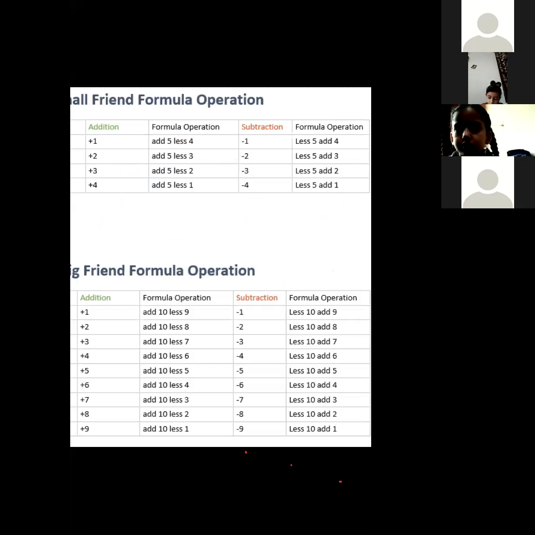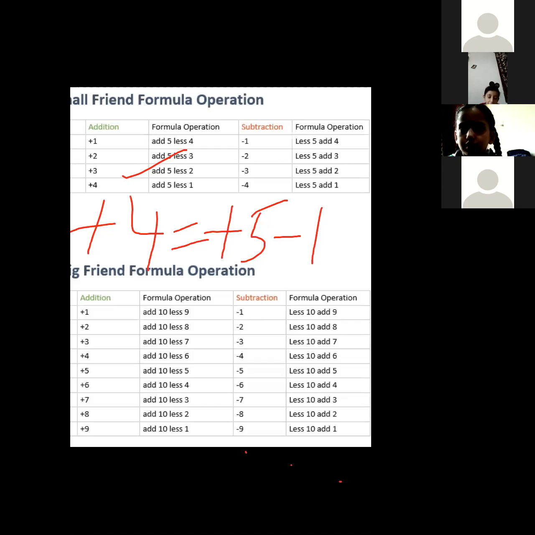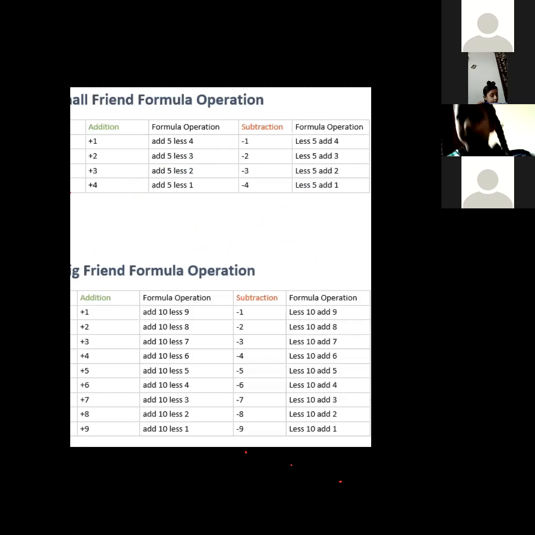Next is your +4. +4 is equal to add 5 less 1. That means +4 is equal to +5 -1. Even if you calculate on your fingers, 5 -1, you get 4. This is the long way which they have given in the formula, and I'm telling you this in a short form, the right way when you are doing it in your exam. So I'll again ask one child, let it be Sanvi Sharma.